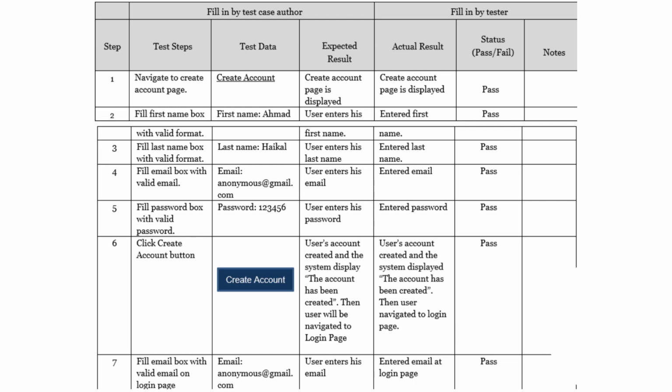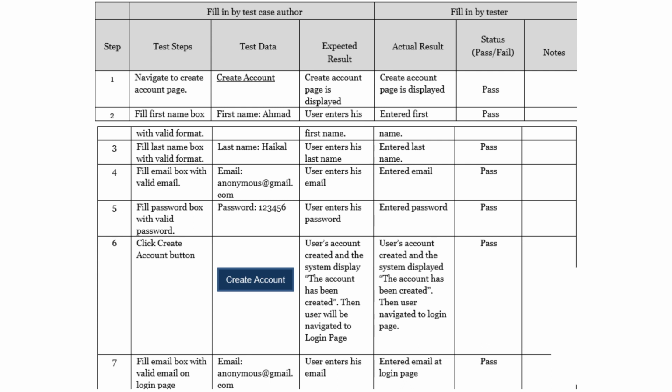Next, for the first step, the user navigates to the create account page. The test data is create account. The expected result is the create account page is displayed. The status is pass. Second, the user fills the first name box with a valid format, for example, first name Ahmad. Expected result, user enters his first name.